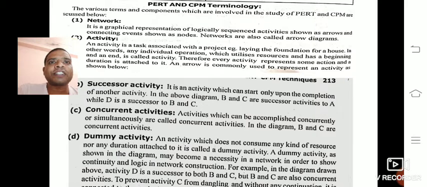Here, activities are again divided into four types. The first one is the predecessor activity.